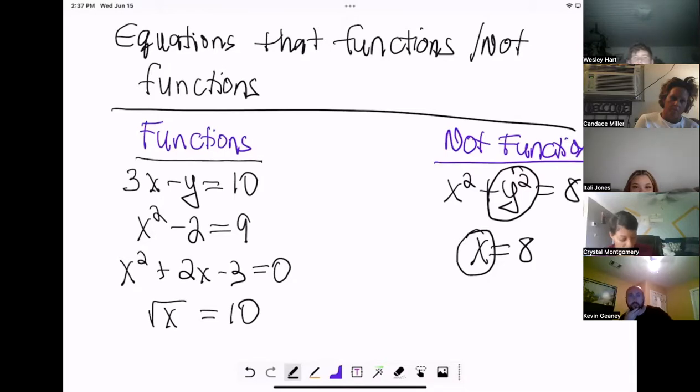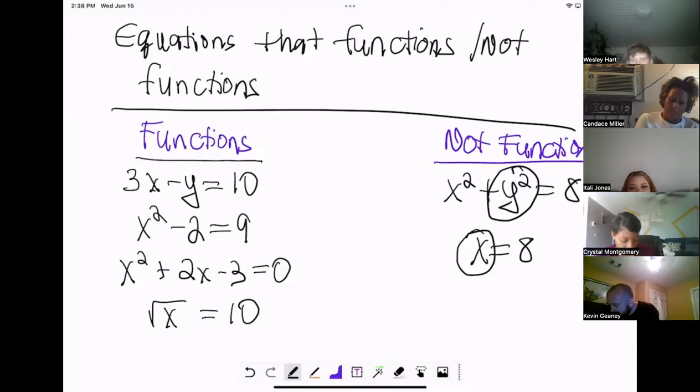Now, your book wants you to plug all these points in to see if it's a function. So your homework might ask you the same thing. So if you see a y squared or you see an x by itself equal to a number, that's not a function. Everything else is going to be a function. And to plug a point in, you just pick an x and find a y and you see if it works. And it will, unless it's a y squared and an x equals a number.